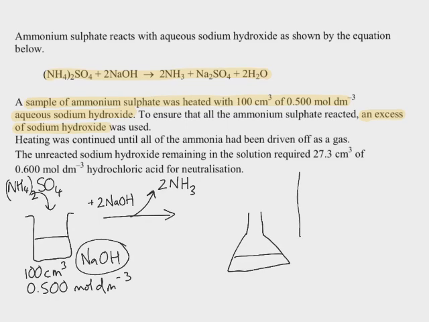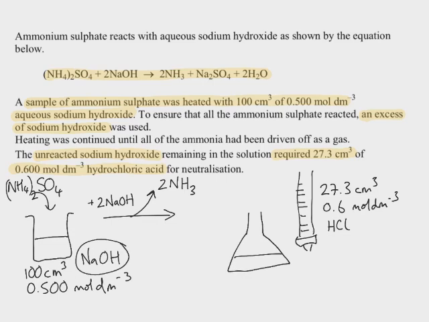So this whole sample from the beaker was then transferred into a flask. It doesn't say it's going to be titrated, but it says it required 27.3 centimetre cubed of 0.6 moles per dm cubed acid. Well, with a nice accurate volume like 27.3, that came from a burette, definitely. So we've ended with a titration. And that was HCl. So this is like a back titration.